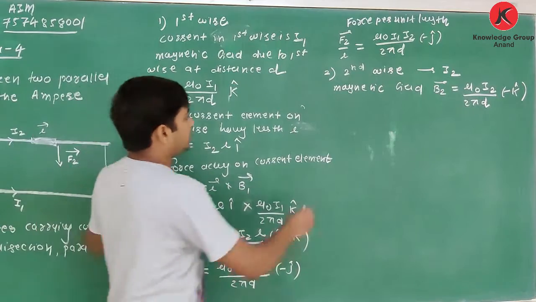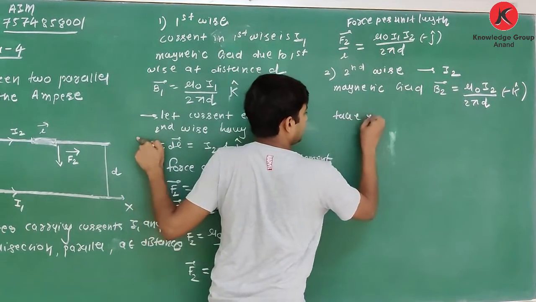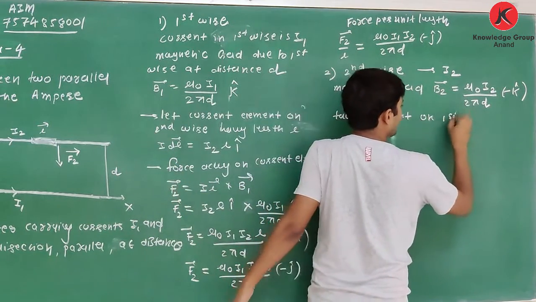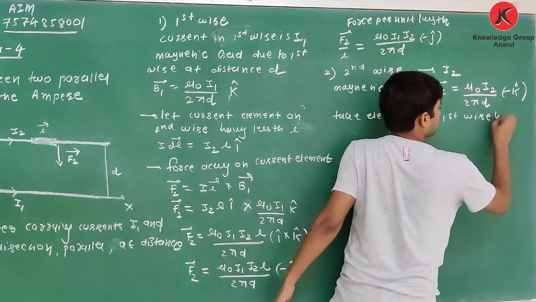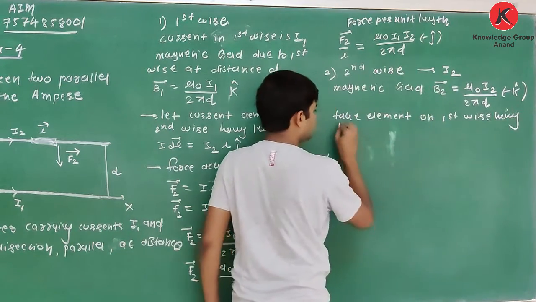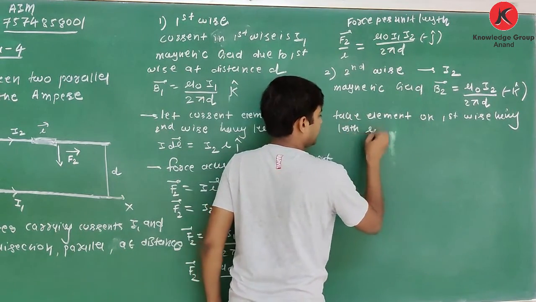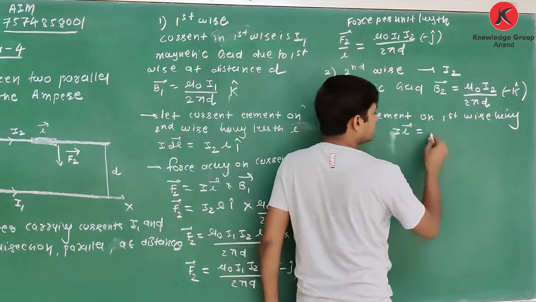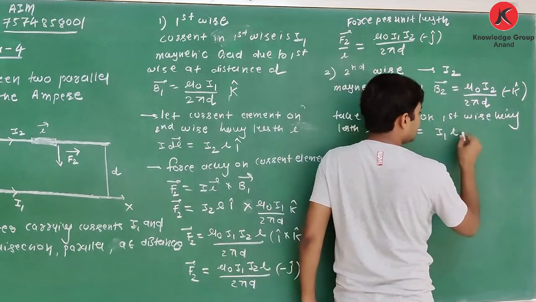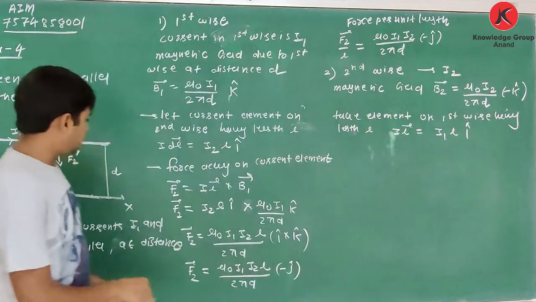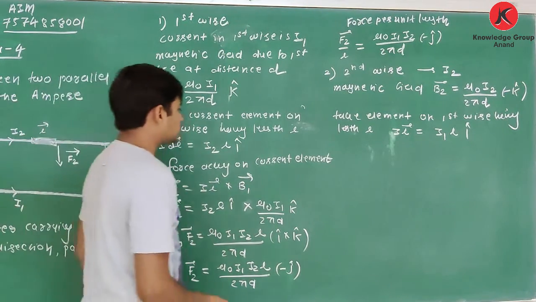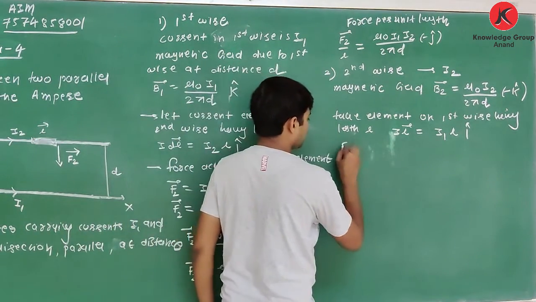Now take an element on the first wire having length L. Then what is the current element? I L is equal to I1 L i caret, because current is flowing in the x direction. Clear about this? Then what is the force acting on the first wire?